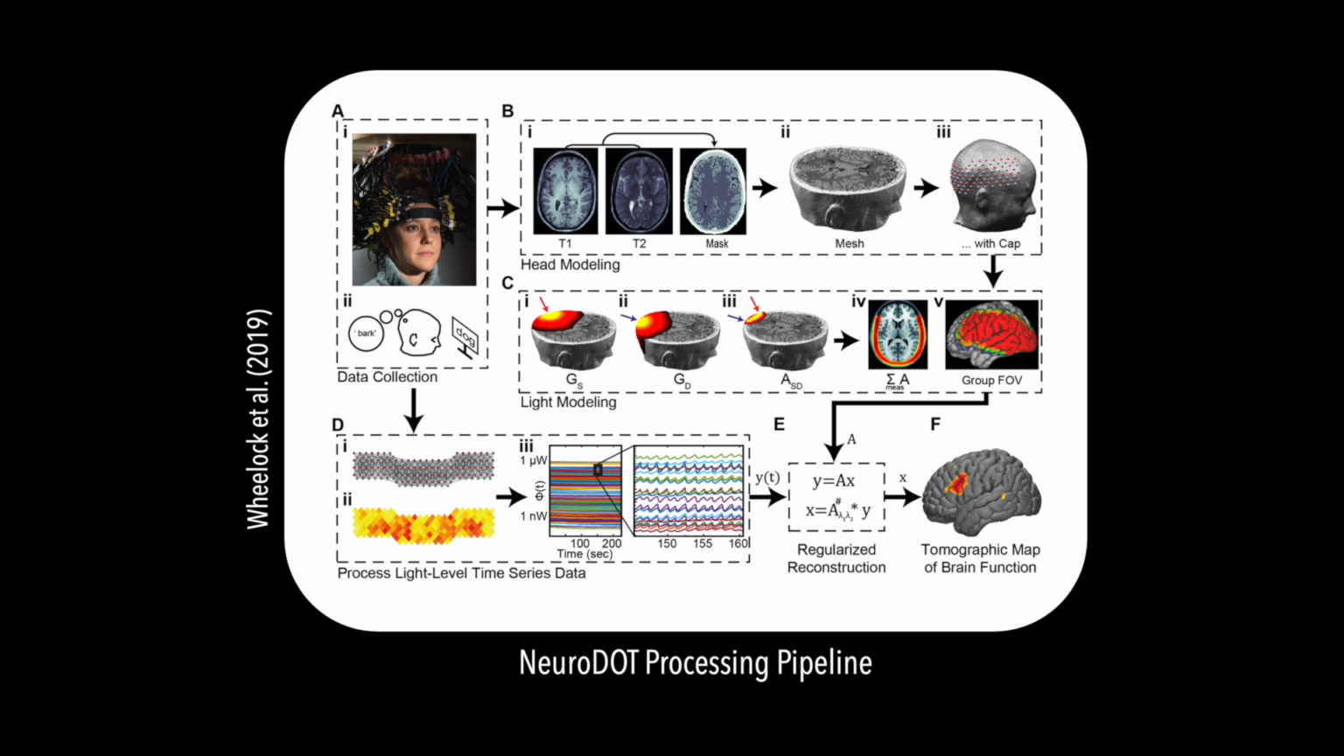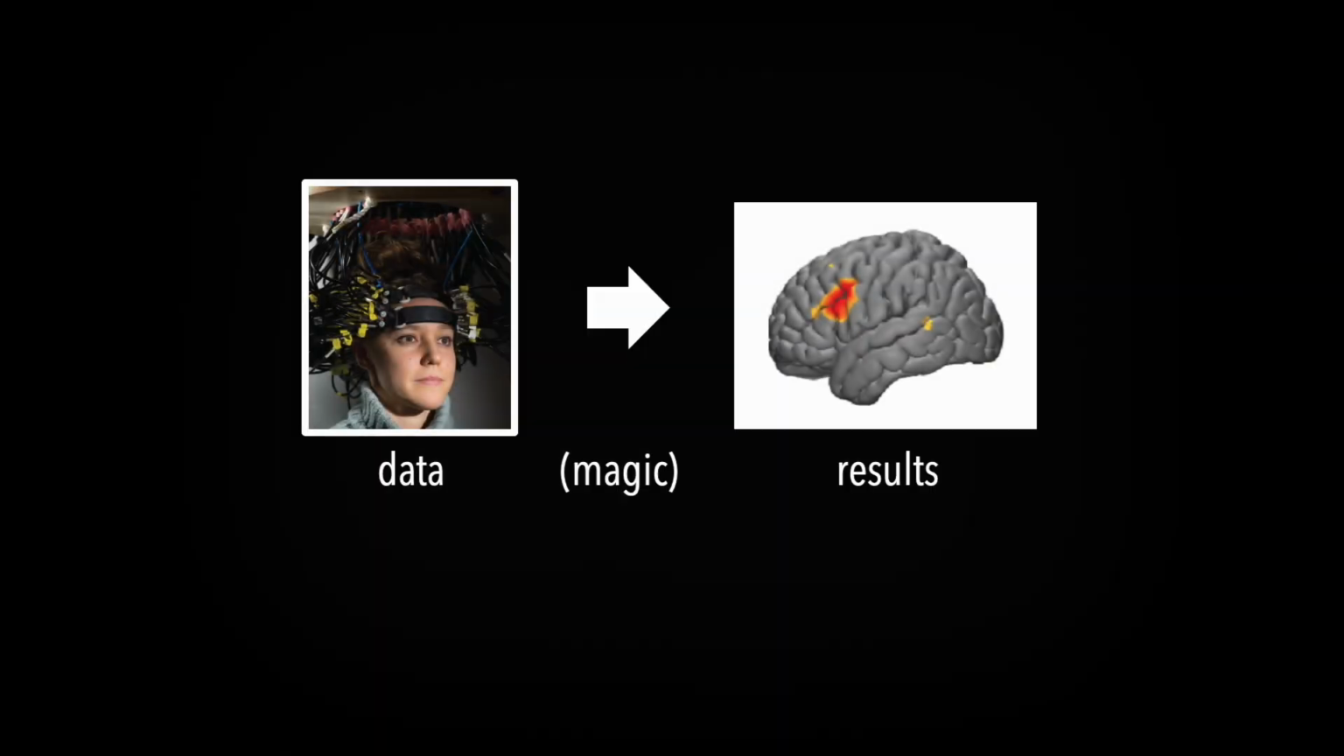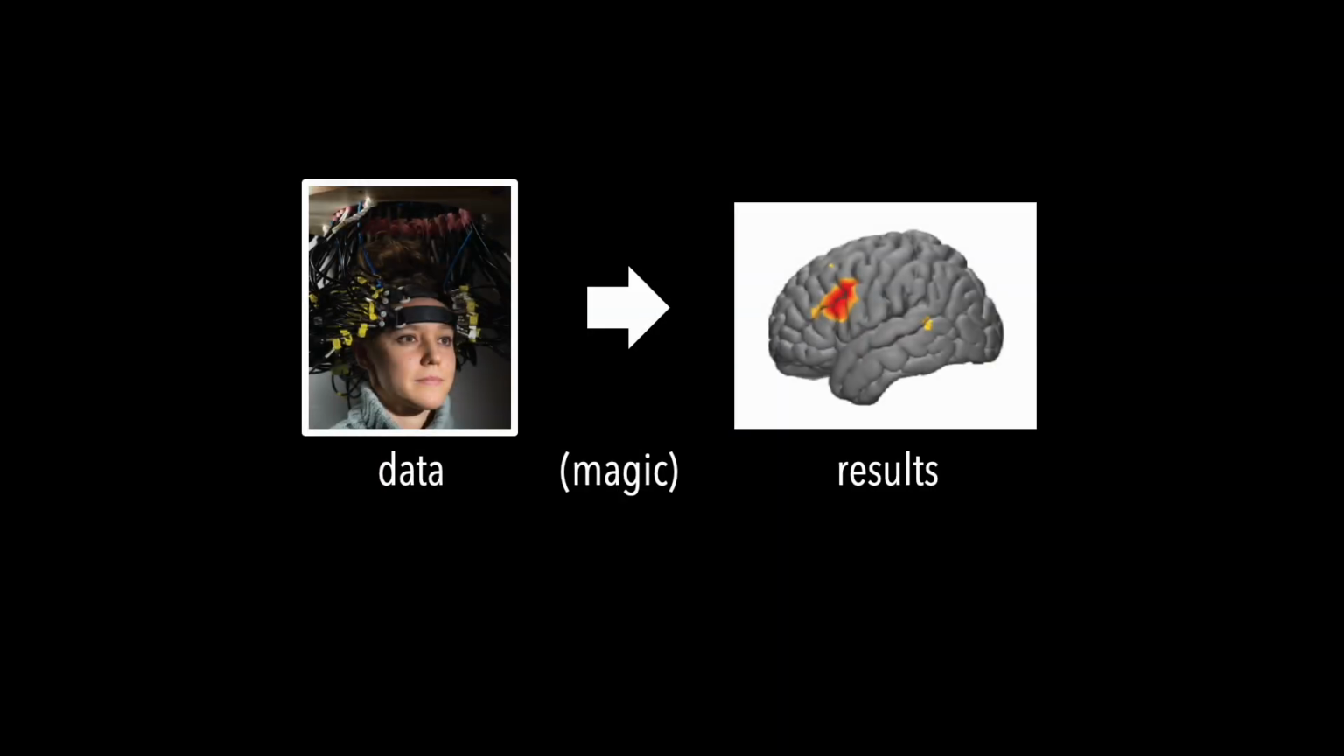The heart of NeuroDOT is the processing pipeline. These operations are implemented as a collection of toolbox functions which transform raw optical data into a volumetric reconstruction of brain activity ready for visualization and statistical analysis. However, it can be challenging to understand the pipeline workflow, especially for a new user. This video provides a brief overview to help you get oriented.